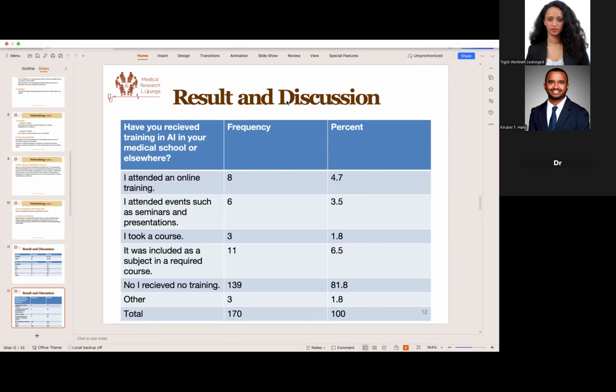So your result should be presented in this order. First, you ask how many of them are exposed to AI-related content. And then from those who are exposed to AI content, you assess their knowledge and attitude, and you leave the rest out of the analysis, because those who did not receive training cannot be assessed for knowledge or attitude because they're not eligible. So that should be corrected.